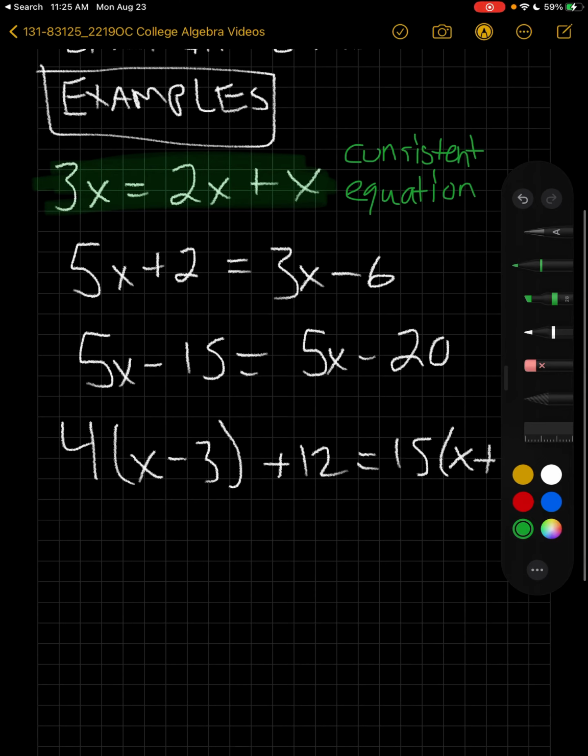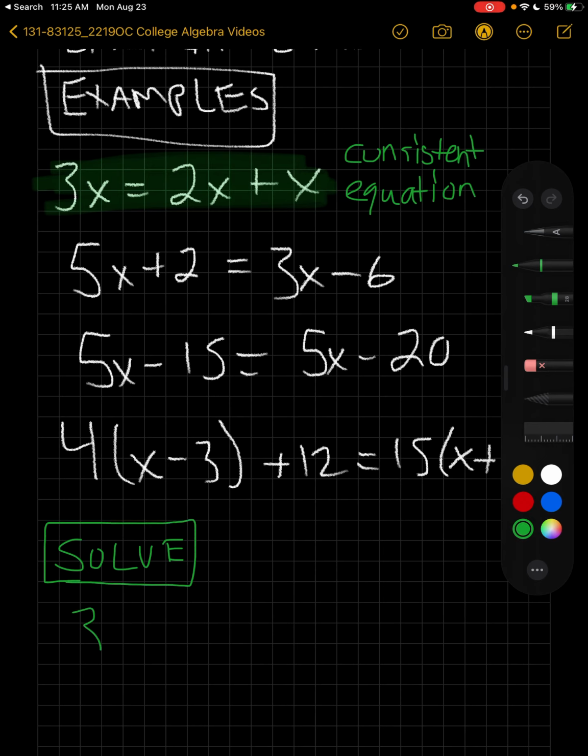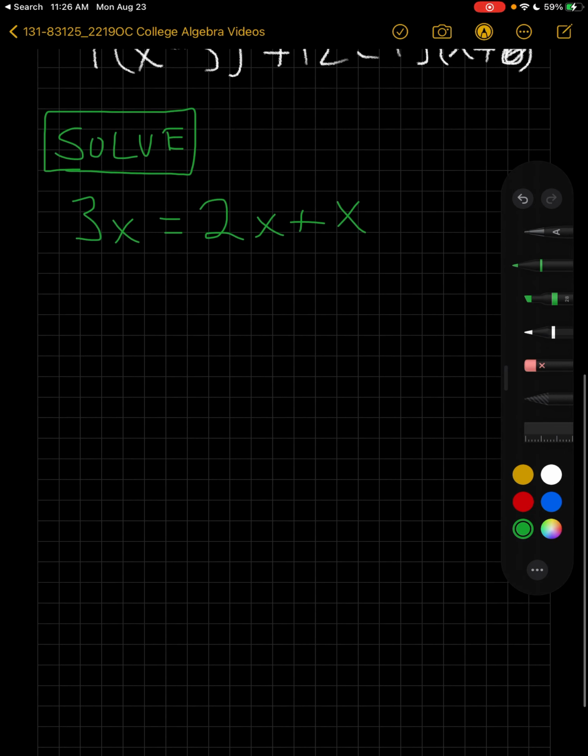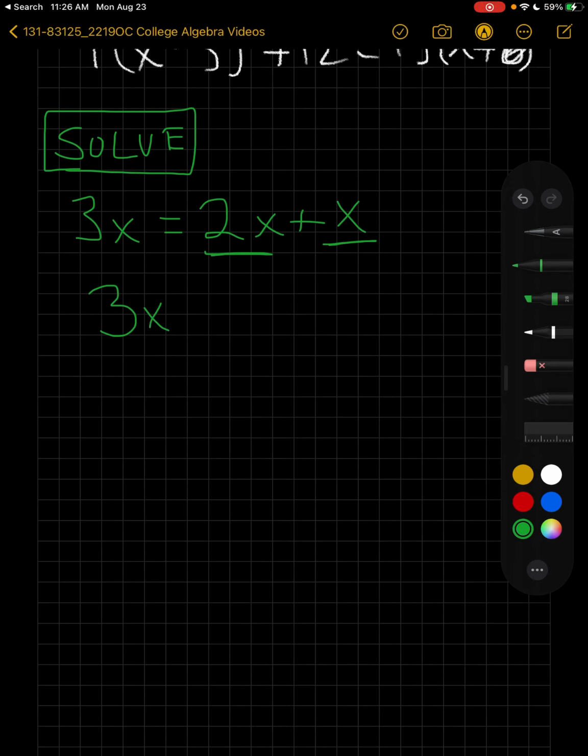So let's solve. We have here 3x is equal to 2x plus x. When you're solving a linear equation in one variable, you want to use your rules of algebra to bring the variable all together and to consolidate your like terms. So what I notice here is I have like terms 2x and x. Because those are like terms, I can add them. And then I'm left with 3x is equal to 3x.